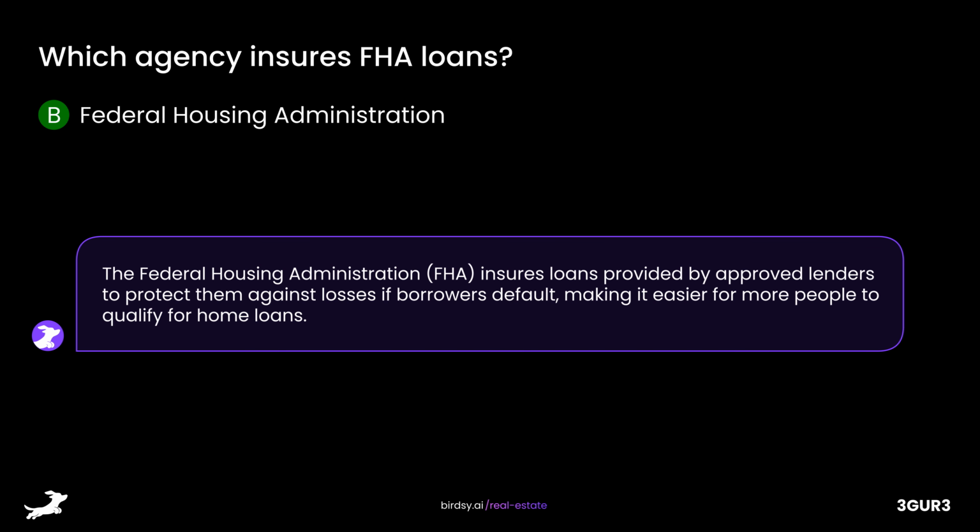The Federal Housing Administration insures loans provided by approved lenders to protect them against losses if borrowers default, making it easier for more people to qualify for home loans.